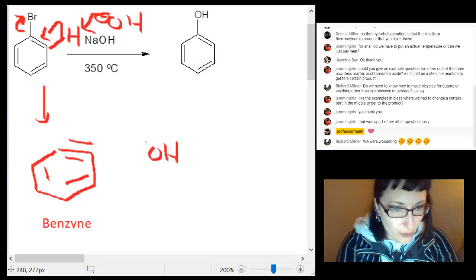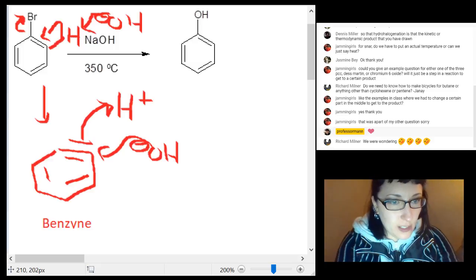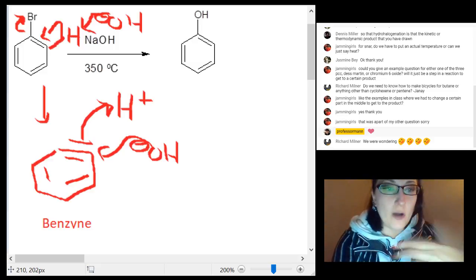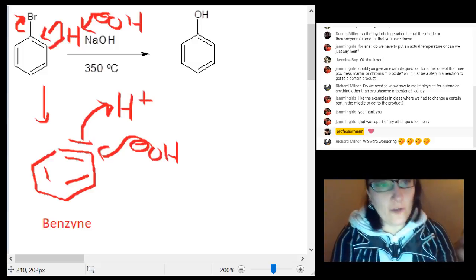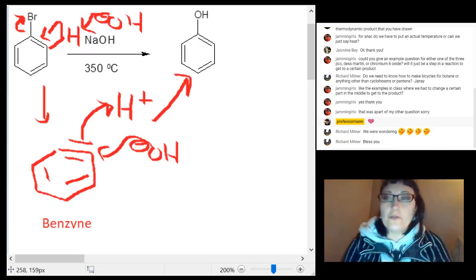So it's prone to nucleophilic attack, as I was saying. So you can have a system kind of like this. If you have hydroxide, you're going to likely have water, right? So you have a source of protons floating around somewhere. And that would give us the phenol product.